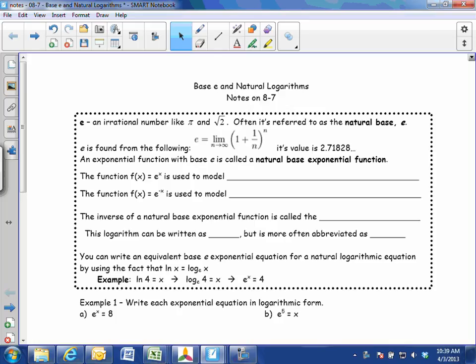Remember on Friday we're going to have a quiz over this last couple of stuff. This is the last section we're going to do in this chapter.